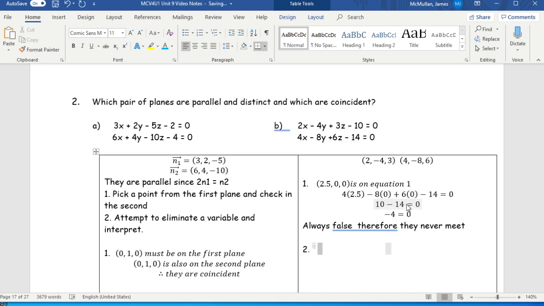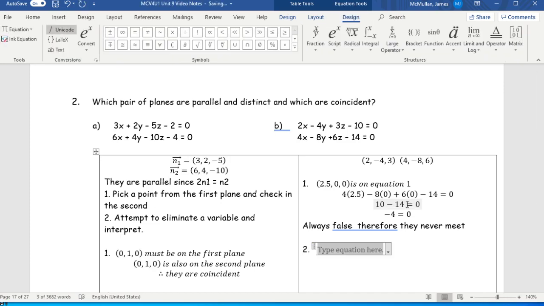Let's try doing it with method 2. Method 2 would say we try to eliminate a variable. So 2x minus 4y plus 3z minus 10 equals 0. Underneath it, we have 4x minus 8y plus 6z minus 14 equals 0.